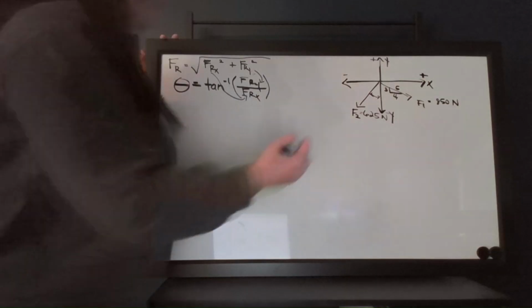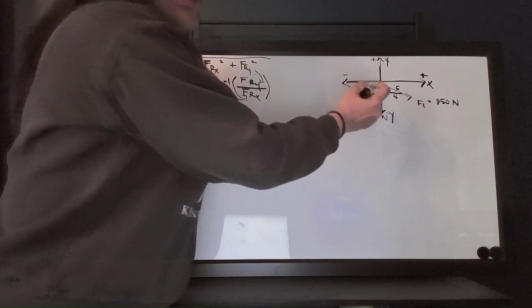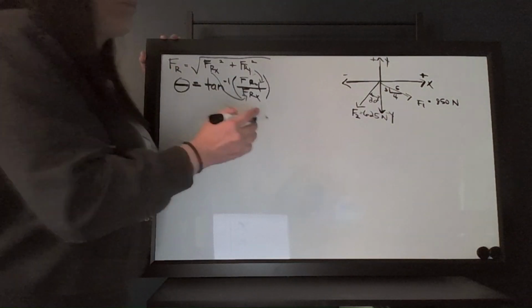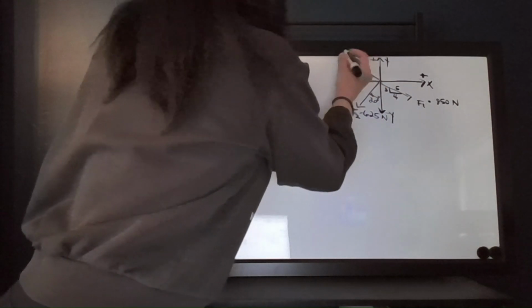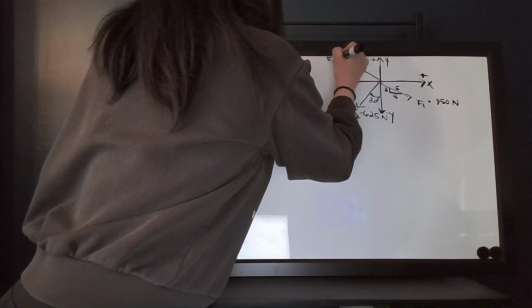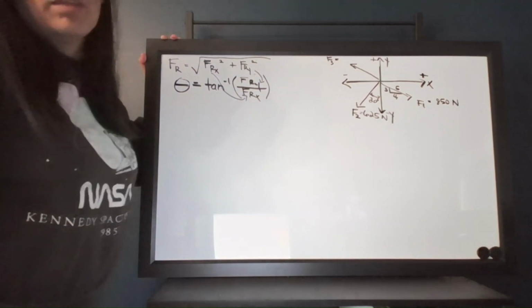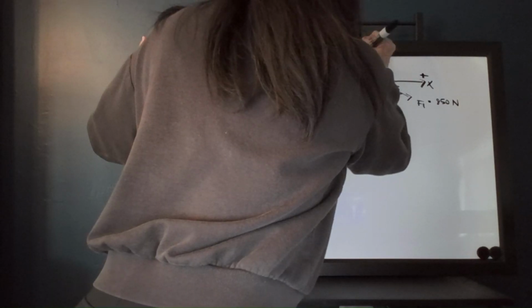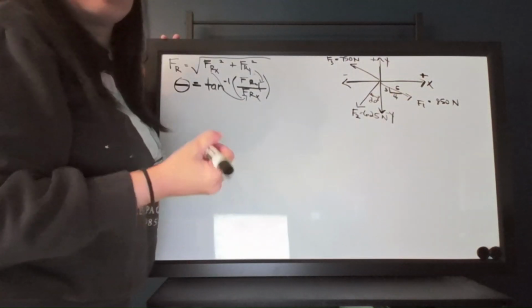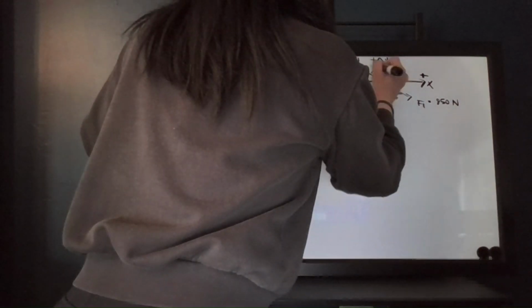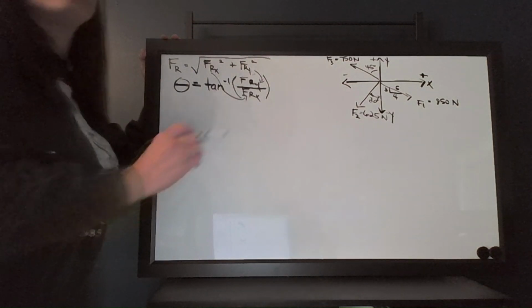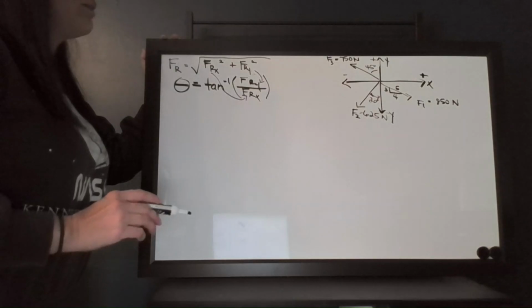This angle is measured from the y-axis, which is 30 degrees. This also used to trip me up. F3 is pointing upwards. Let's write that in. And that's given as 750 newtons. And it's also measured from the y-axis at 45 degrees.